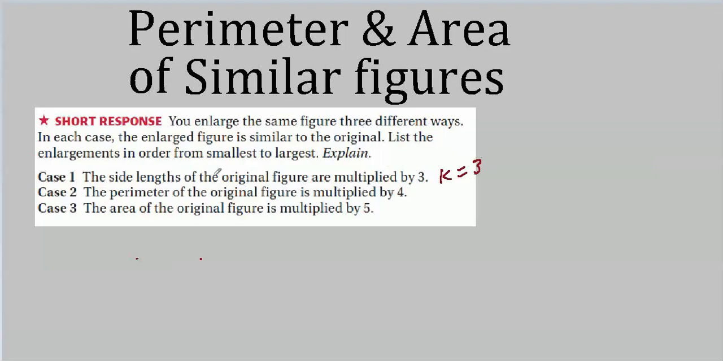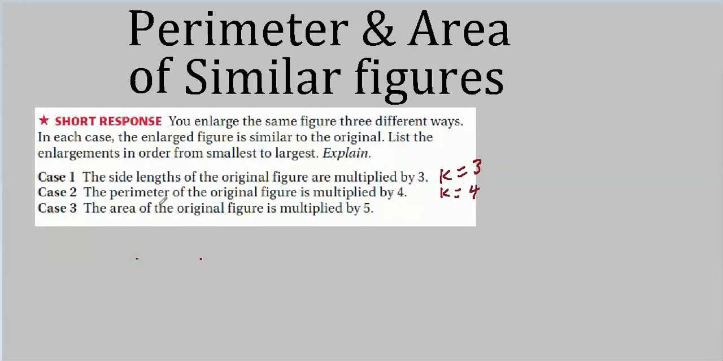The perimeter is multiplied by 4. Well, remember, we change the perimeter exactly the same way we change the sides. In other words, if the scale factor for the perimeters, the ratio of one perimeter to the other, is 4, then the scale factor is 4.